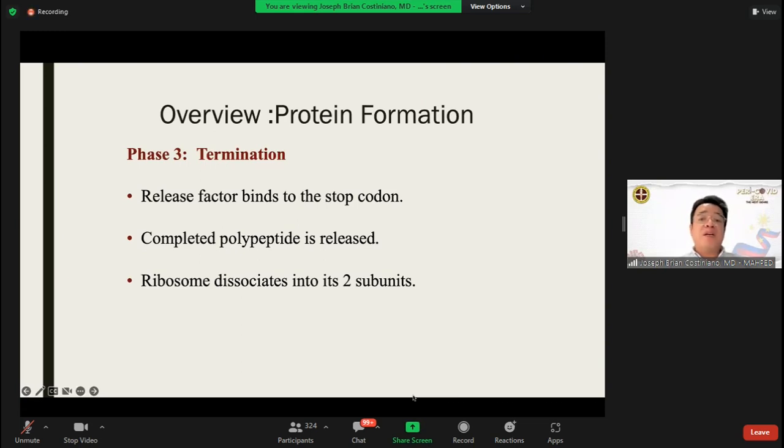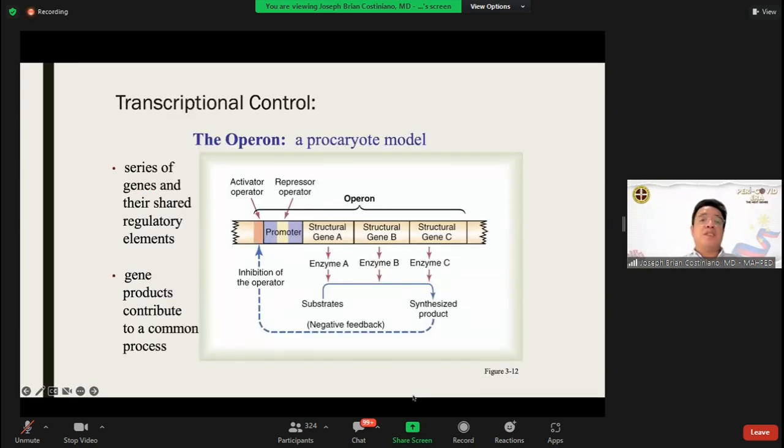When you encounter the stop codon, the UAG, UGA, and UAA, then it will stop. And then it will release the completed polypeptide. When you say polypeptide, it's an amino acid chain. And then your ribosome will dissociate into its 2 subunits.